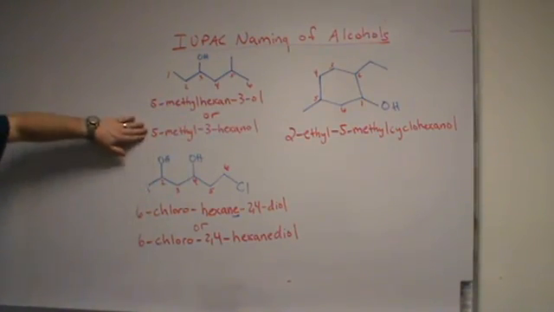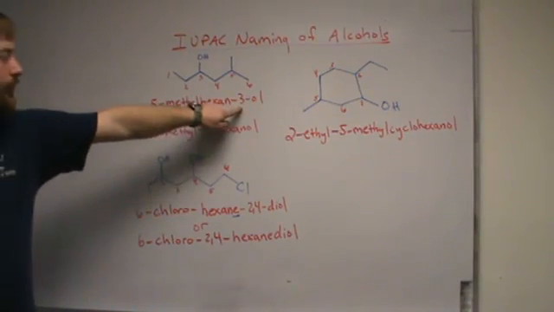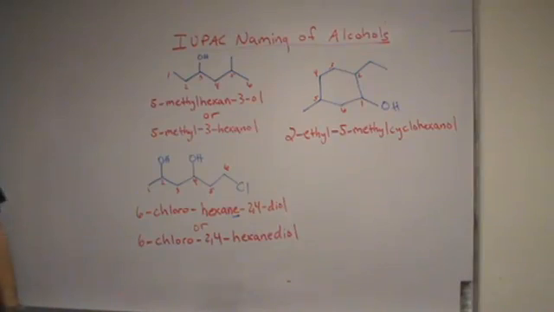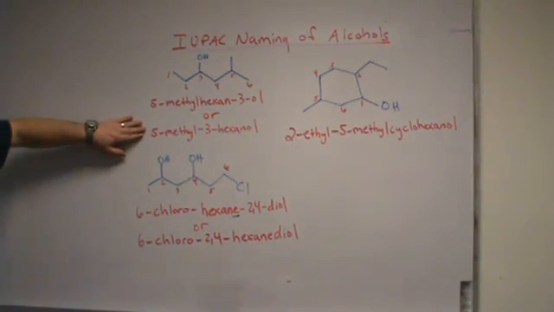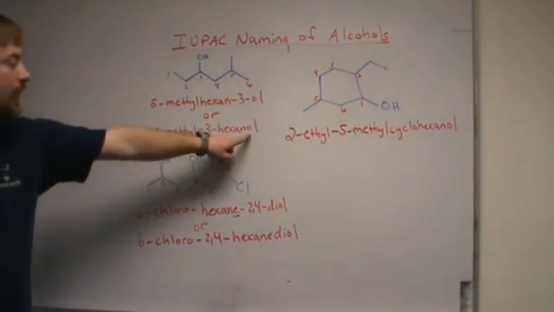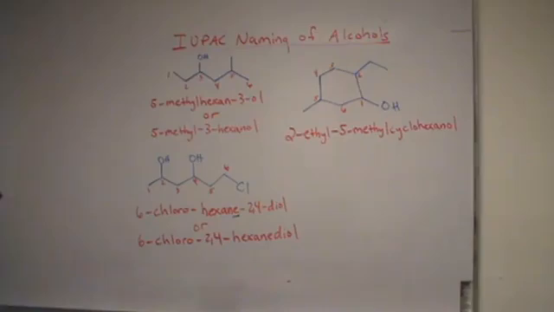Now, you might see something written like this. This is the old way of doing things, so you just need to make yourself aware of it. Some people still like to pull the 3 out from the suffix and put it before the parent chain, and that's okay too. So it's 5-methyl-3-hexanol, the 3 saying that the alcohol is at the 3 carbon.